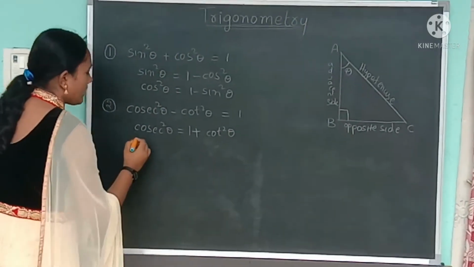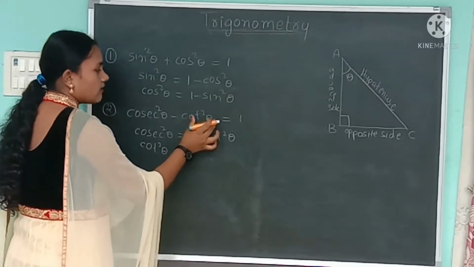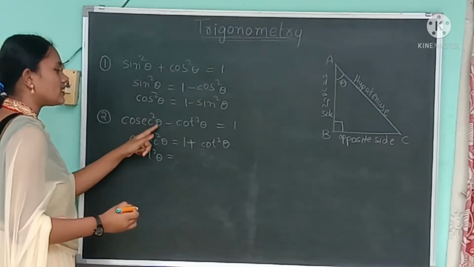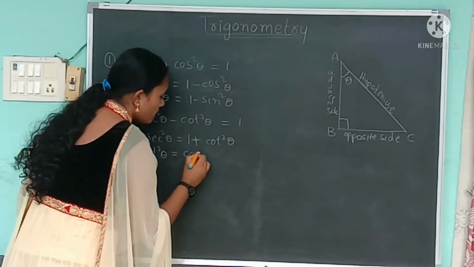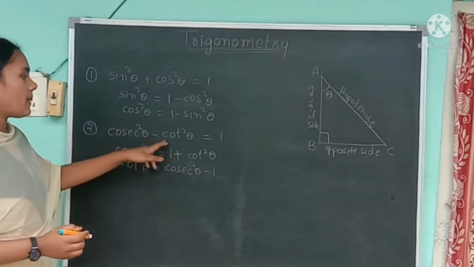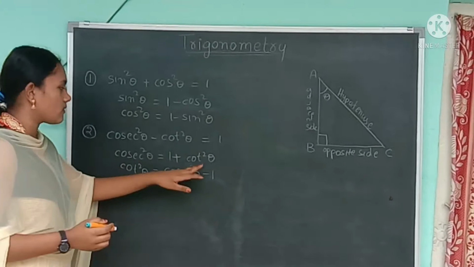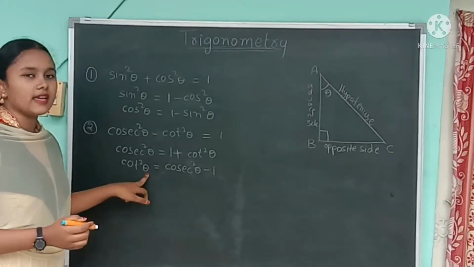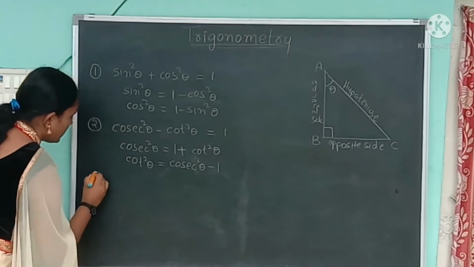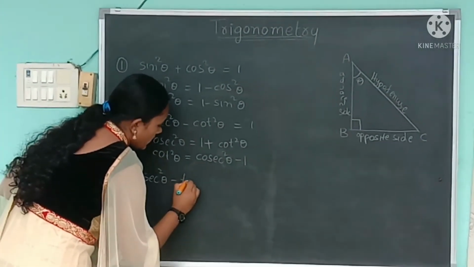And this can also be written as cot square theta is equal to. So this cot square theta will go that side, and this one will come this side. So cot square theta is equal to cosecant square theta minus 1. So cosecant square theta minus cot square theta is equal to 1. Cosecant square theta is equal to 1 plus cot square theta, and cot square theta is equal to cosecant square theta minus 1.